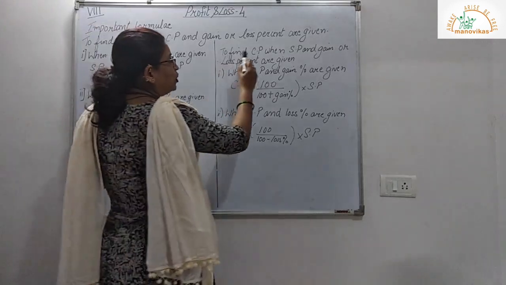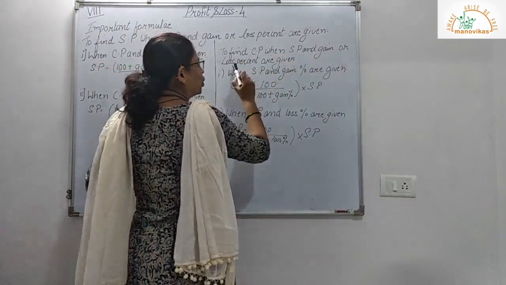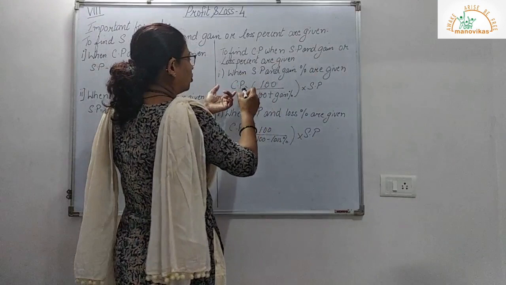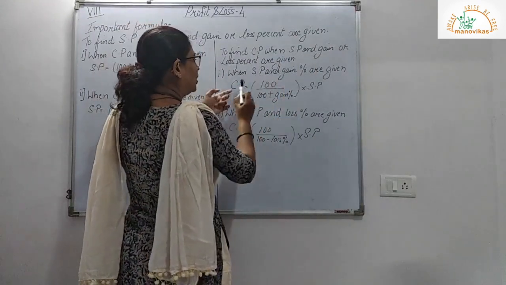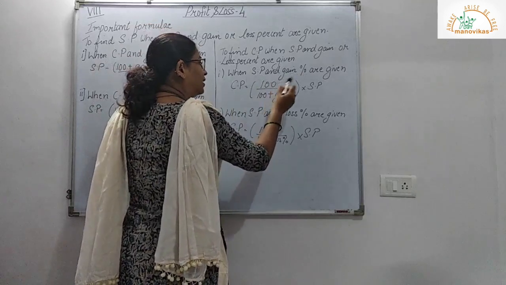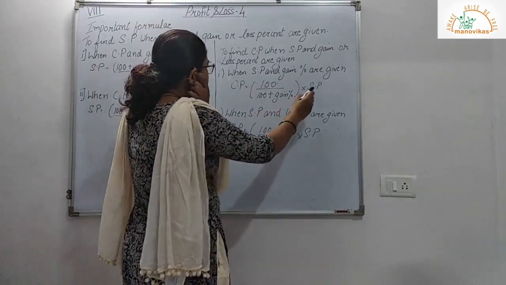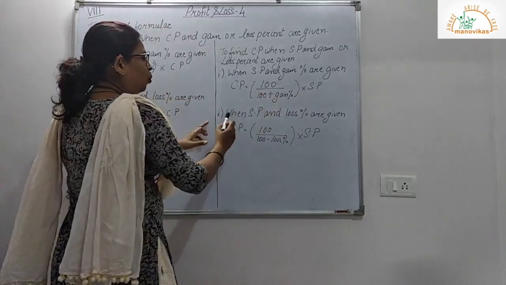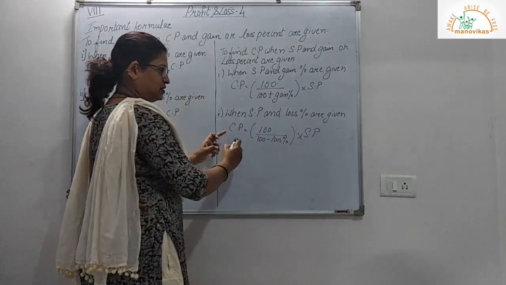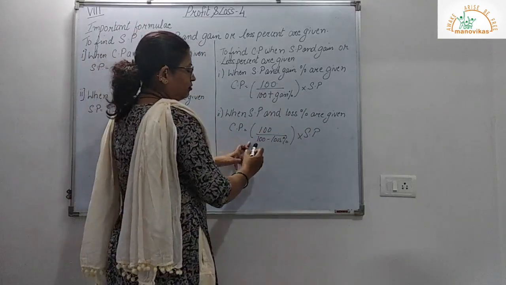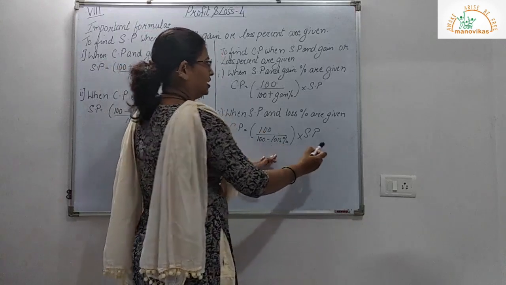Now to find cost price when selling price and gain or loss percents are given. The formula for cost price when selling price and gain percent is given: cost price is equal to 100 divided by 100 plus gain percent into selling price. And when selling price and loss are given, cost price is given by 100 divided by 100 minus loss percent into selling price.